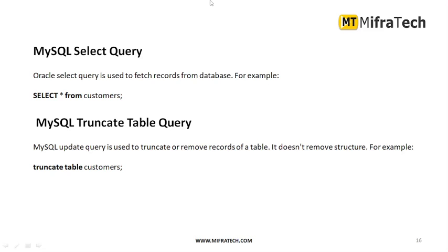This is used to select all the records from the table. SELECT star FROM customers. Truncate: the MySQL truncate query is used to terminate or remove the records of the table. It does not remove the structure, for example, TRUNCATE TABLE customers, you can use.